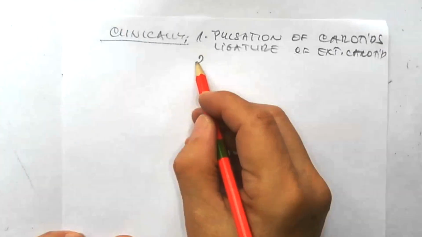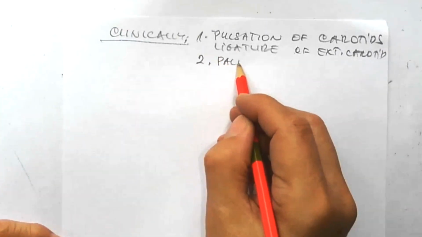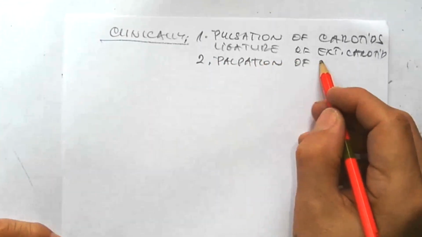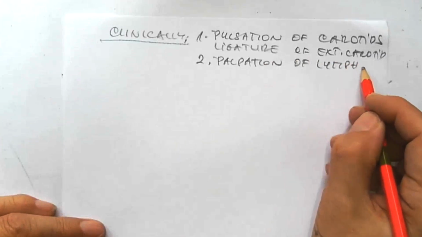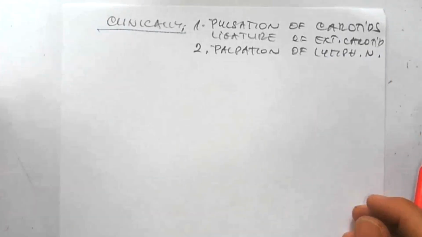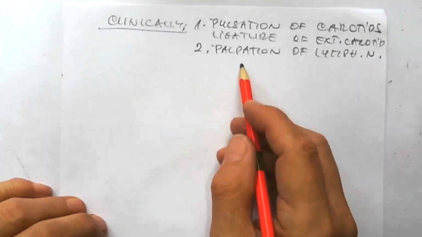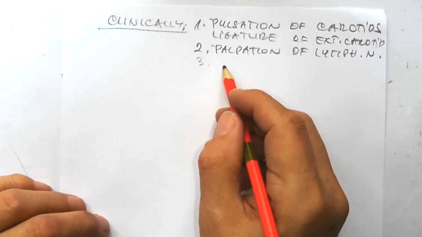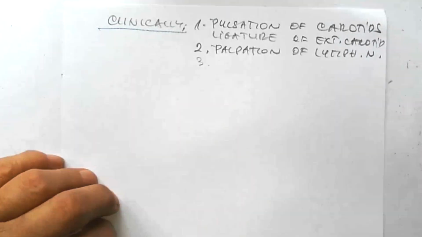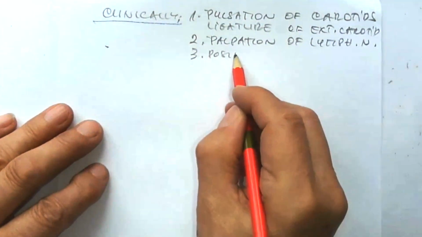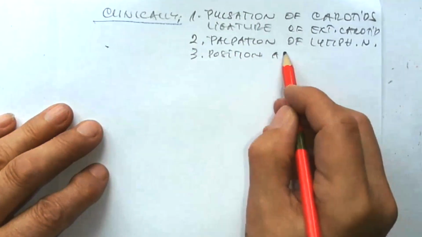Then number 2, important palpation. We can palpate lymph nodes. Yes, in some cases the lymph nodes become enlarged by some infections, by tumors, and so on. Number 3, pulsation, not the other ones. We mentioned pulsation and ligation both together. This is good.